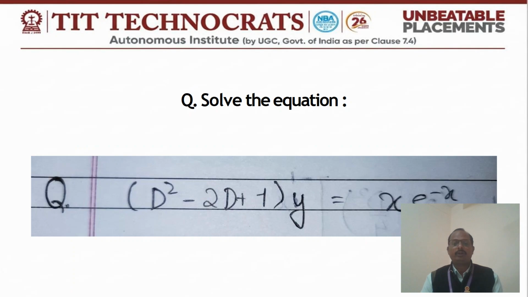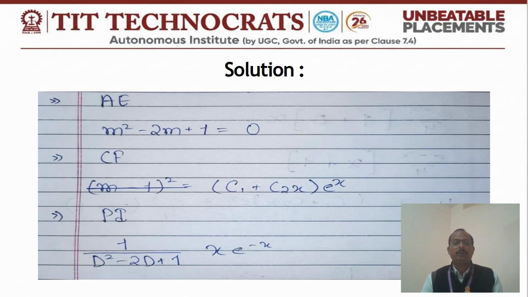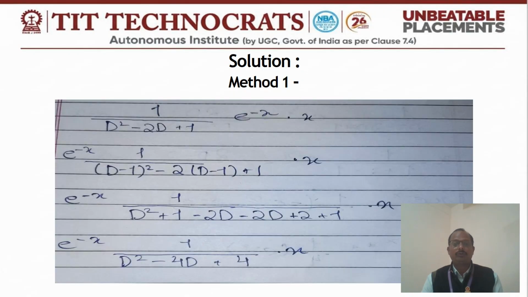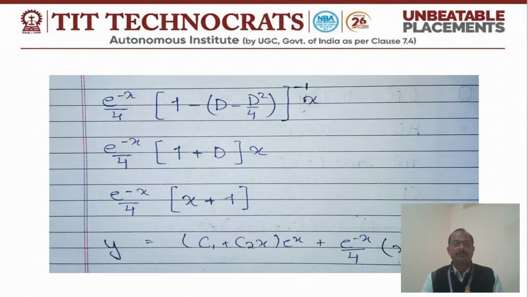So there is a question d square minus 2d plus 1 y is equal to x times e to the power minus x. So the auxiliary equation is m square minus 2m plus 1. Here by getting the value of m, the CF is C1 plus C2x e to the power x. Then PI becomes 1 upon d square minus 2d plus 1 x times e to the power minus x. According to the formula we have to distribute it. So e to the power minus x dot v, method 1. Then we have to put d minus 1 in place of d, and by solving you will get the answer. So here e to the power minus x by 4, 1 minus d square by 4 whole inverse x.